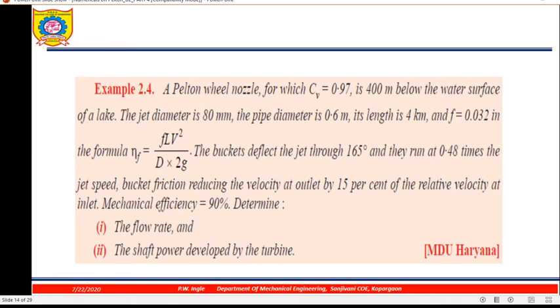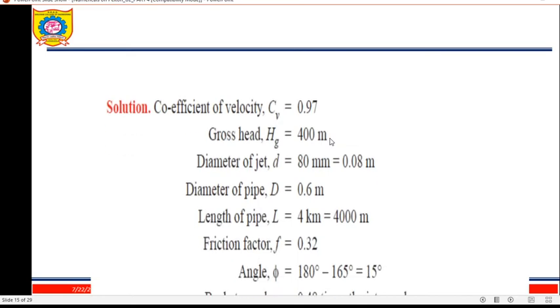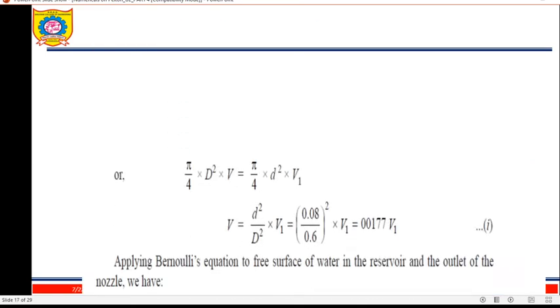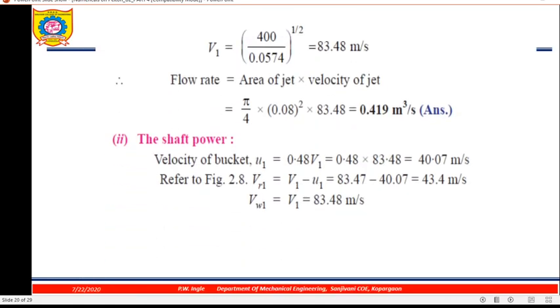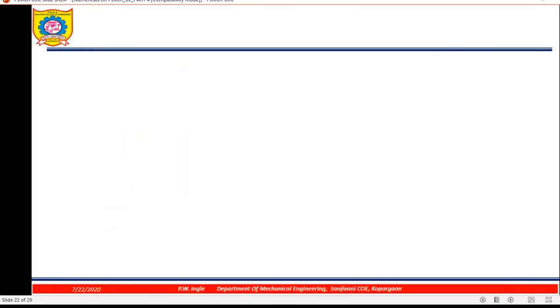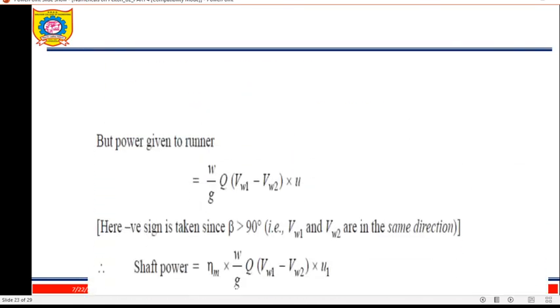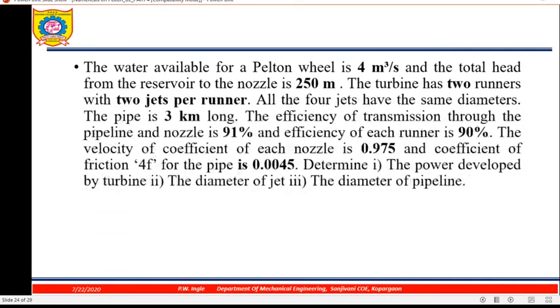Now we'll solve the next problem. Pelton wheel nozzle power is, CV equal to 0.97. Okay, we'll skip this problem. We'll solve this problem in a next video. This is a lengthy one. We'll solve some simple numericals first.